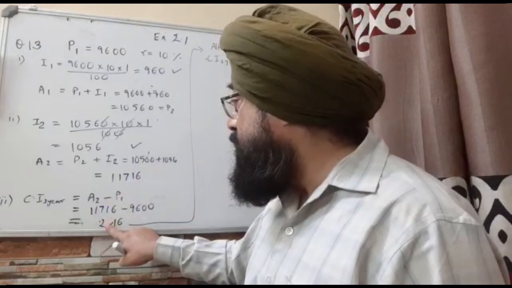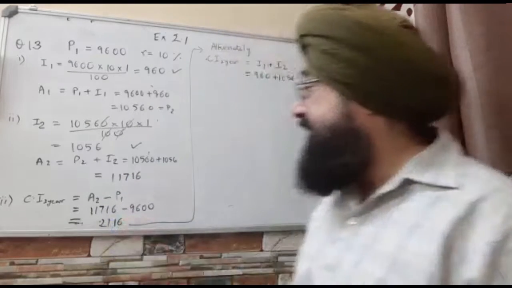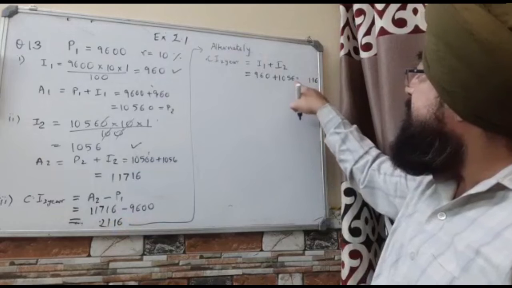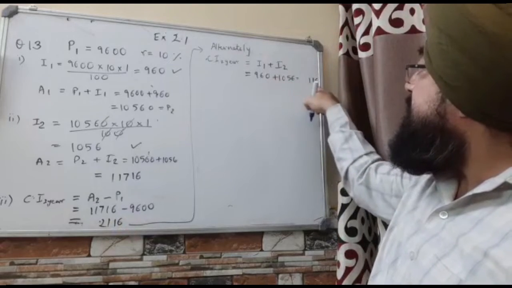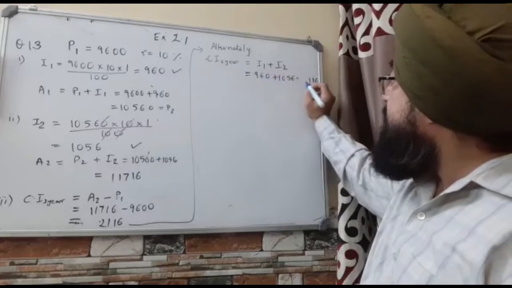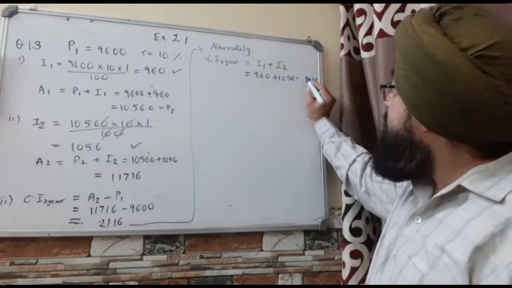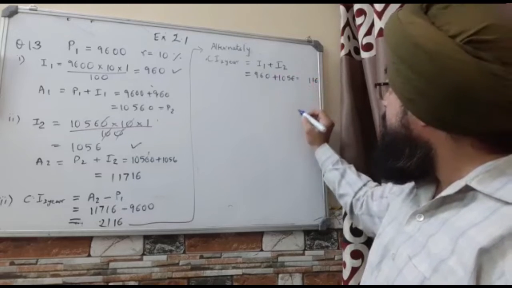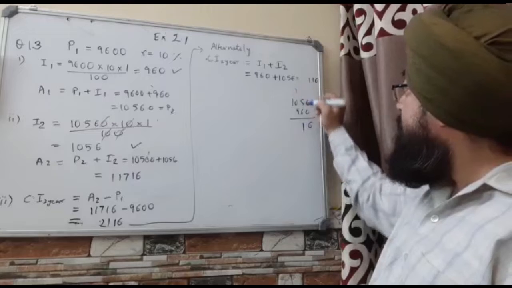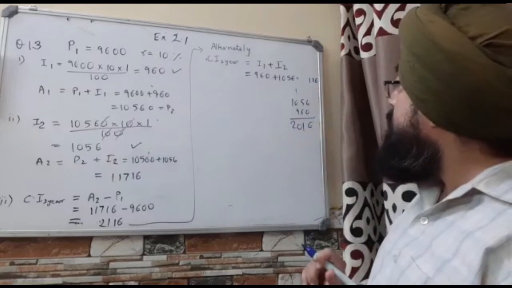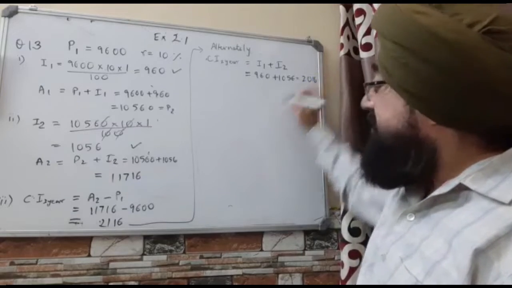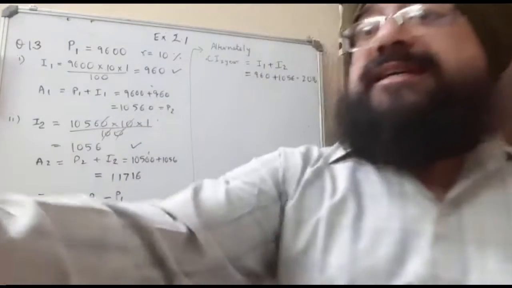Okay, sir. 2116 actually. See, 6 plus 0 is 6, 5 plus 6 is 11, carry 1, which comes here, and 1 plus 9. What is happening? I am not able to add even. 1056, 960, 6, 11, carry 1, 10, 2. Oh my god, I have all mixed up. 2016. And now let us check it here.